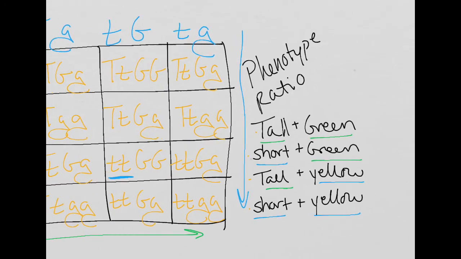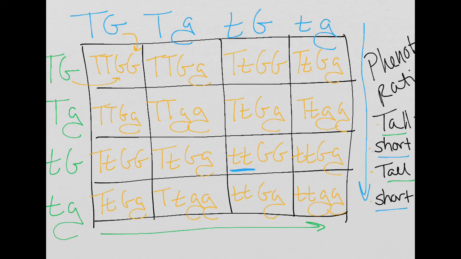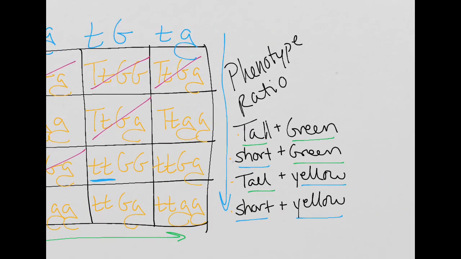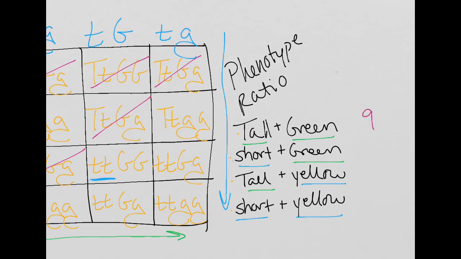So let's just count, and notice there are 16 boxes, right? 4 by 4. Let's count how many tall greens we have. Tall green, so that's anything with a capital T, capital G. We have 1, 2, 3, 4, 5, 6, 7, 8, 9. I think that's all of them. 9 tall and green plants.